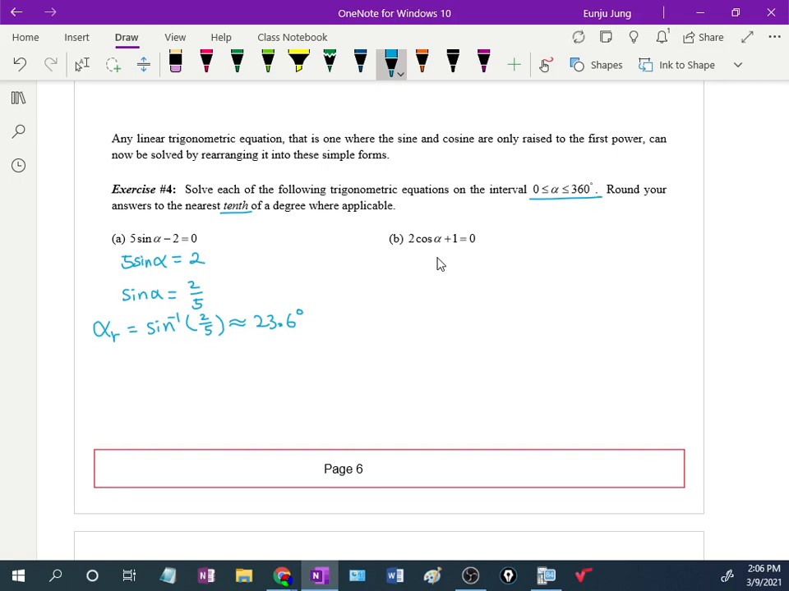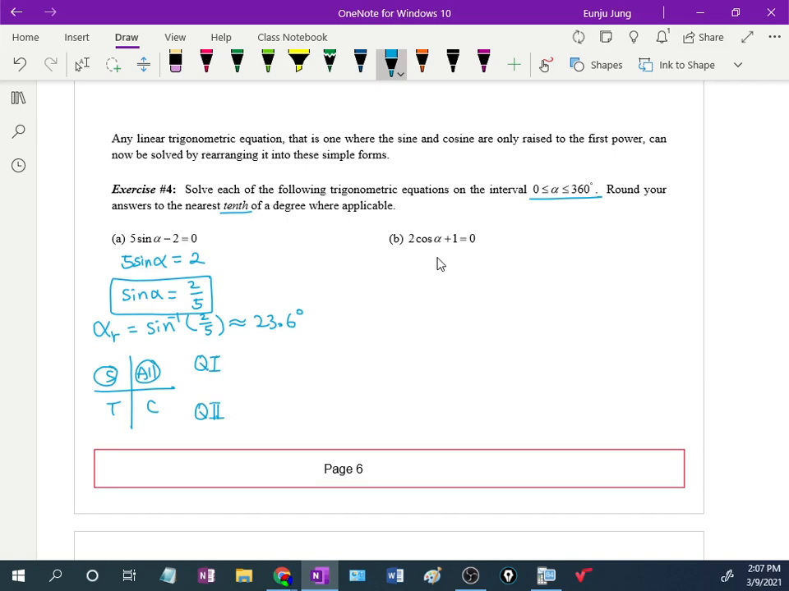So in this interval, how many solutions do we have? We have only one rotation, so let's think about the sine rules. All Students Take Calculus, that is for the positive sine rule. Which is my basic equation now? This is the basic equation. Is this a positive quantity or negative quantity? Positive. So I choose the first and second quadrants for positive. So we go with the first and second quadrants.